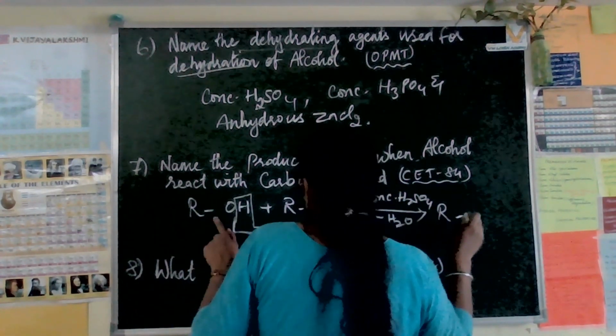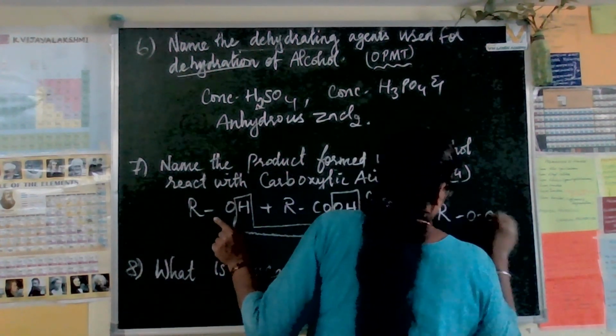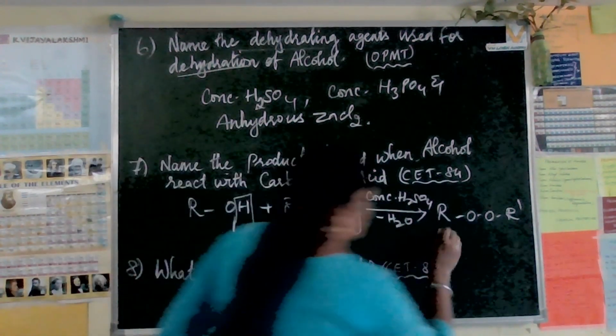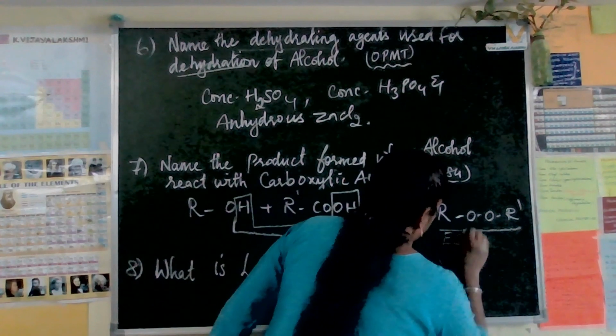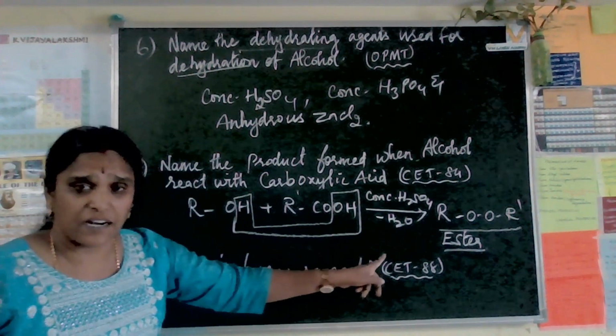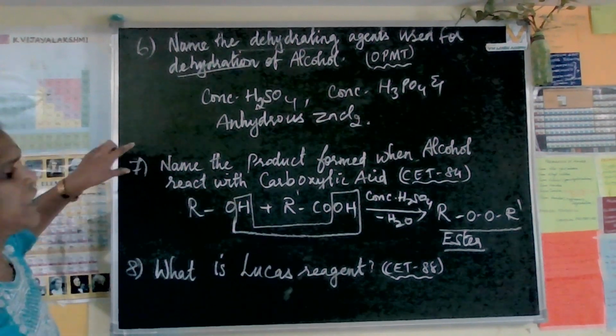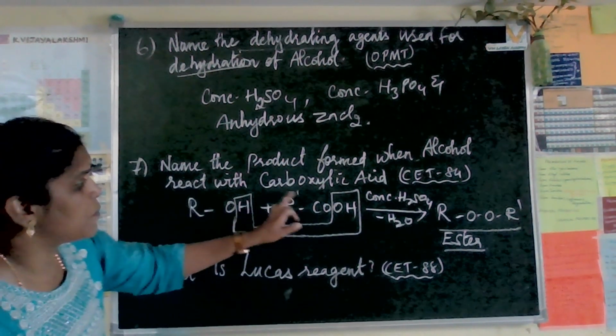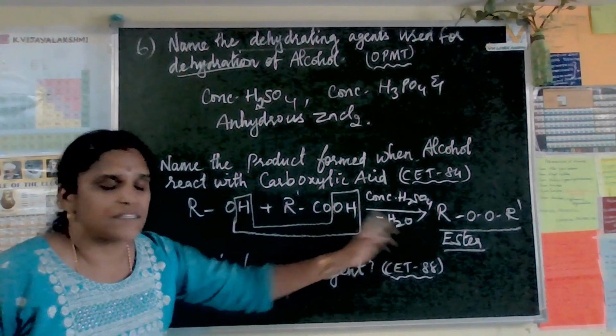R COO R dash. Okay, so this is what it is. Ester formation. Esters are for fruity smell. I think you might have heard about that. So this is it: alcohol and carboxylic acid combined, you are getting ester formation.